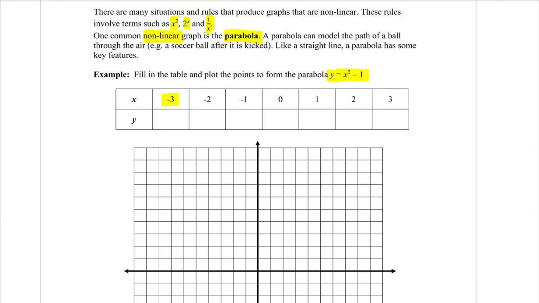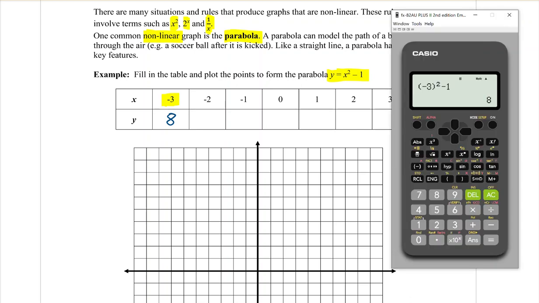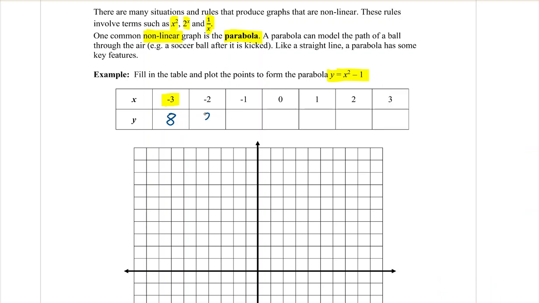So underneath the minus 3, we put an 8. You don't have to retype it every time. My next x value is minus 2. So if I just use my back arrows and delete the minus 3 and change it to a 2. Okay? And the next answer is a 3. Does that make sense? Are you guys doing it on your calculators as well? Okay, try the next one.